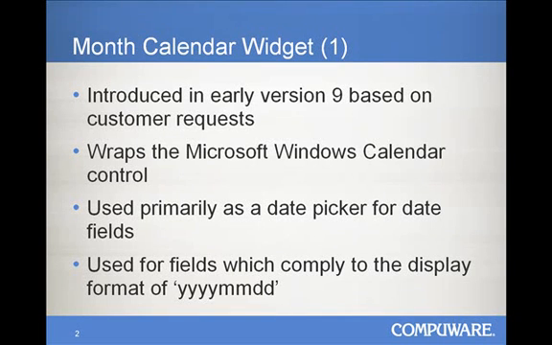It is meant to be used primarily as a date picker. However, it can also be used to display data containing date-like information, be it of a date or a string data type. The fields upon which the month calendar widget is to be imposed need to comply with the display format of YYYYMMDD. Otherwise, the date will not be shown properly, or the action of changing a date will not succeed.